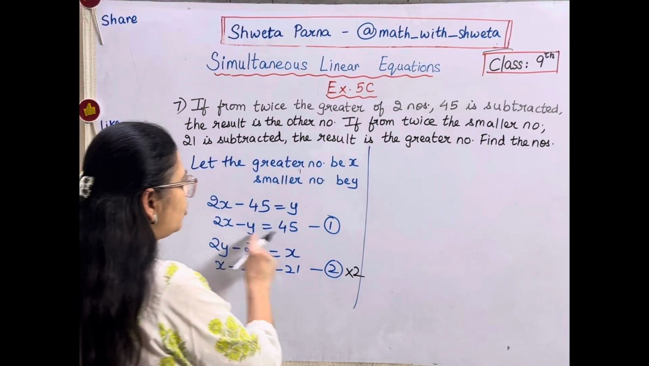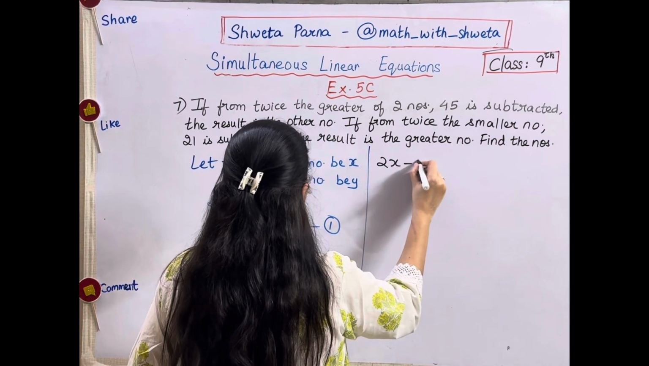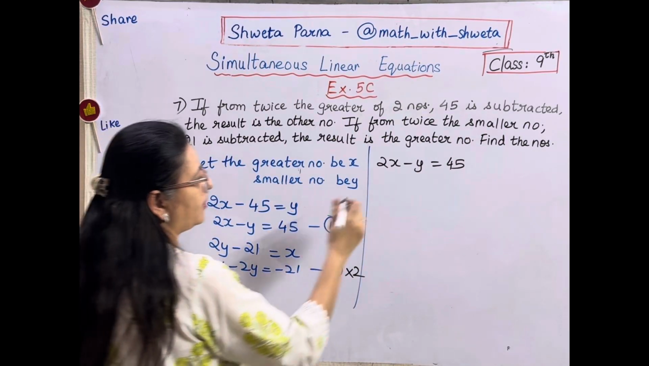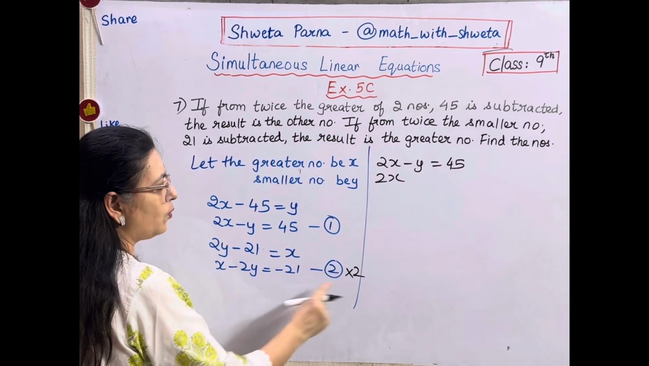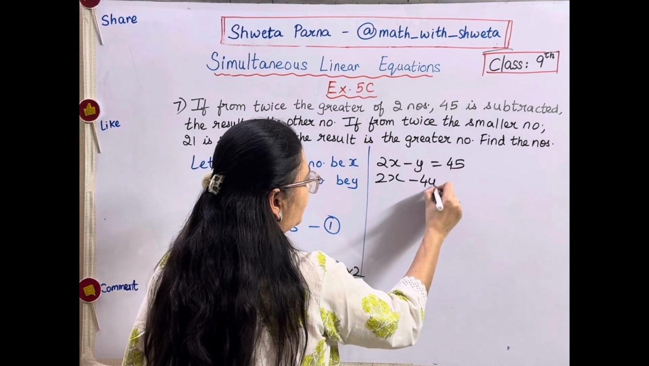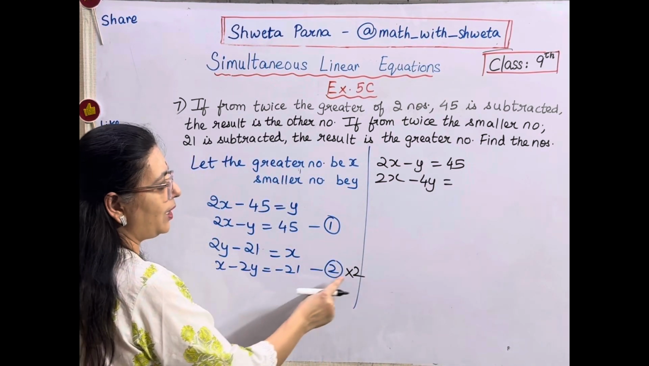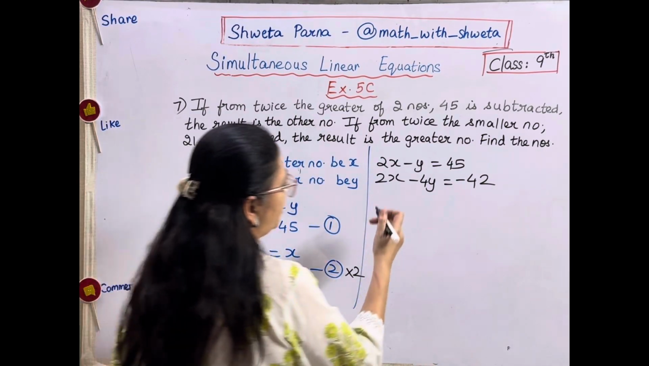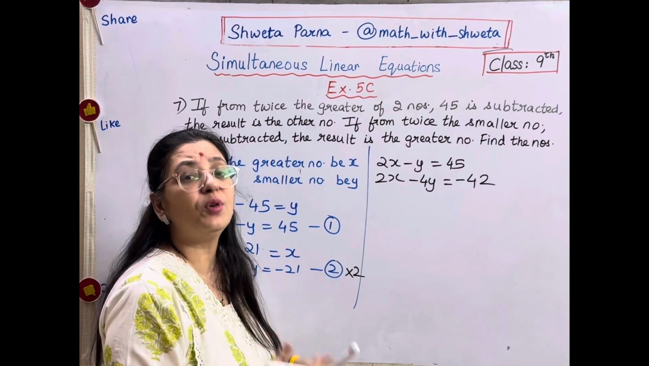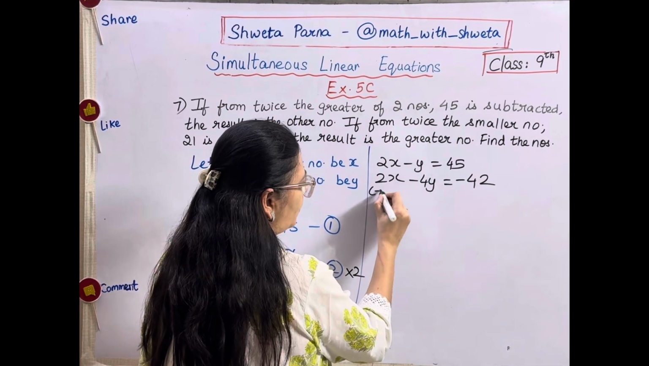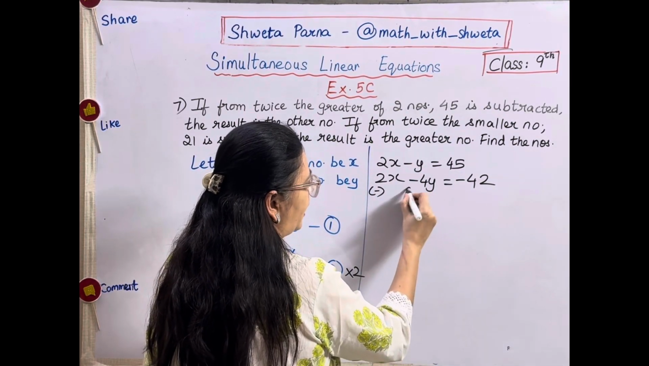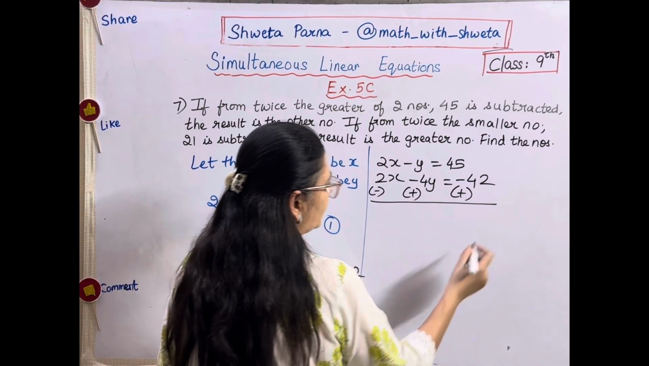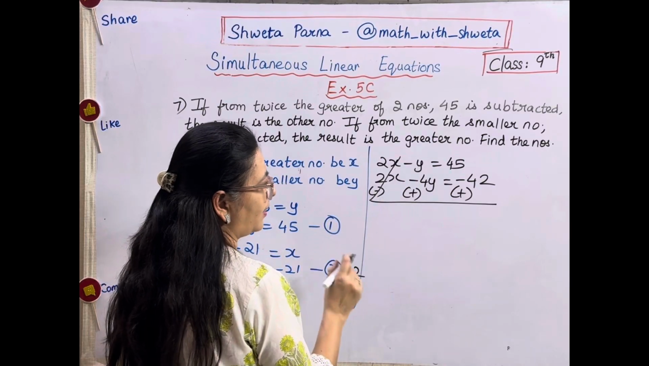Okay, so let's write the first equation. 2x minus y is equal to 45. The second equation is 2 into x is 2x, minus 2y into 2 is minus 4y is equal to minus 21 into 2 is minus 42. Correct? Now, same sign. So, what you will do? You will subtract it. So, here it is positive, so this will become negative. This is negative, so this will become positive. This is negative, so this will become positive.